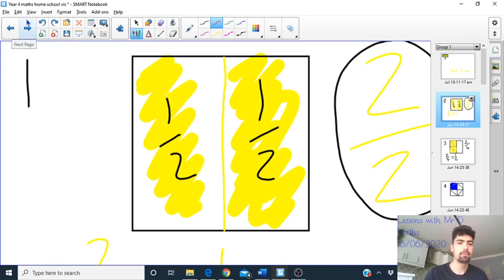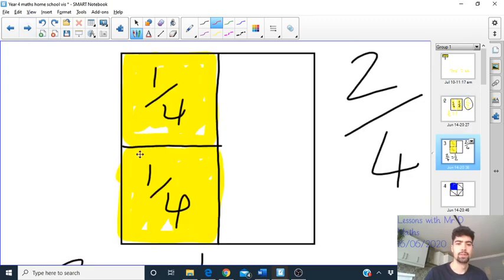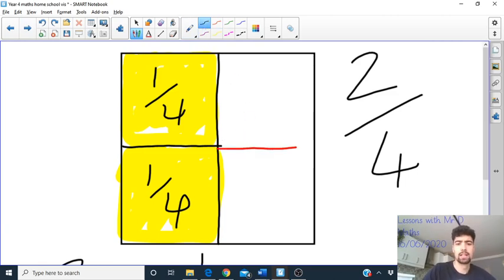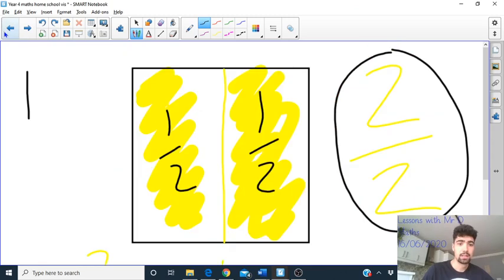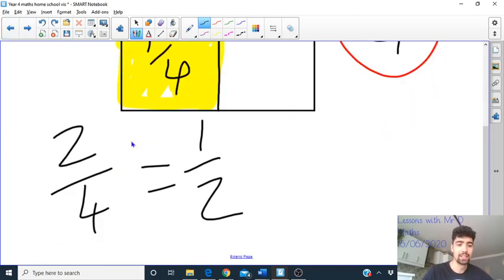And then we moved on to, well, let's keep the whole the same. Let's keep my square the same. And maybe some of you did this with paper. And let's split it into quarters this time. Imagine I've still got that line in there. And I shaded in 2 of my quarters. And hopefully you've seen that 2 quarters is the same as half of my original whole. So I can say that 2 quarters is equivalent to 1 half.